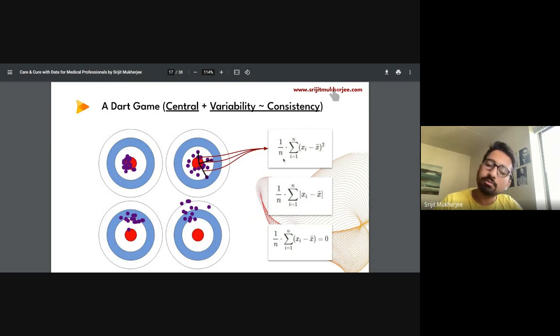So it's nothing but 1 by n summation of (xi minus x bar) whole square. You can also take a different distance. We just take the length, not the length square. If you take this distance, it turns out to be 1 by n summation of modulus of (xi minus x bar).